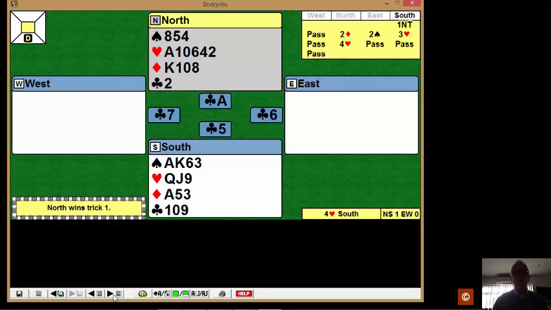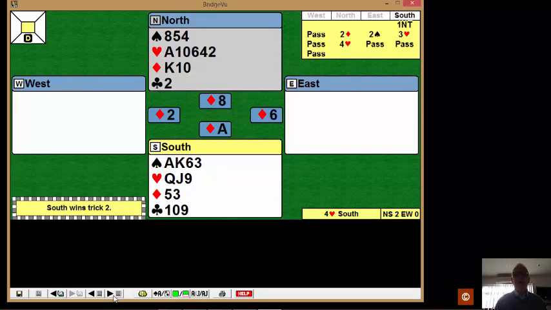Now, rather than be wasteful of entries, we need to stay in our hand for as long as possible if the hearts break 4-1. If they break 5-0, we haven't got a chance of making this contract. So with this in mind, at trick two, we'll take our first heart finesse and lead the queen.